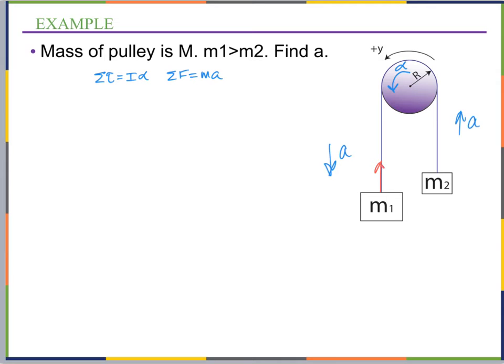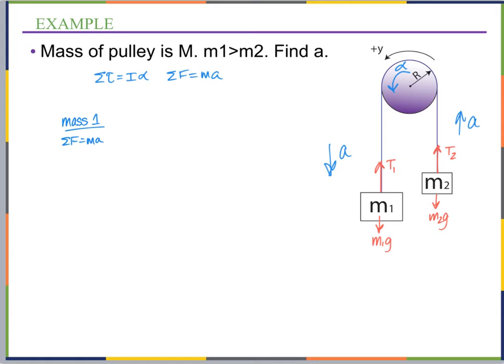The tension in the rope is going to be different in each piece. And so I'm going to call that T1 and T2, and then I have M1G and M2G. And so I'm going to look at the two masses first and apply Newton's second law.